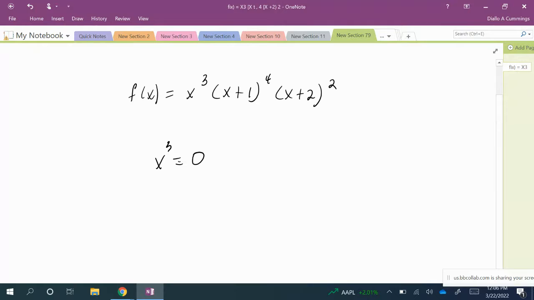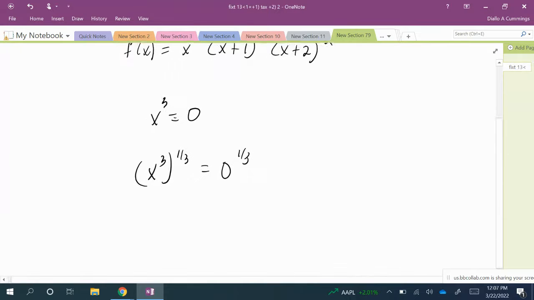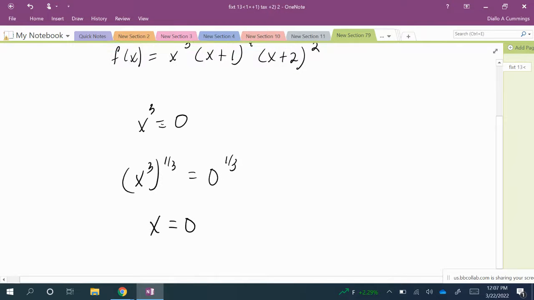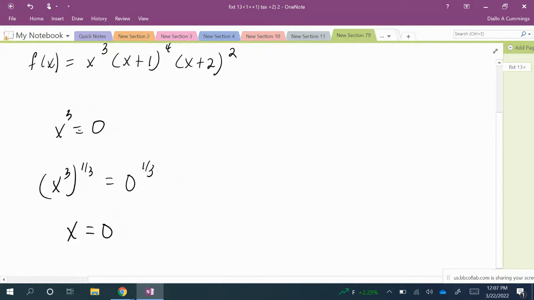So we'll take the first factor, which is x cubed, and set that equal to 0. In order to solve for x, we'll take the 1/3 power of both sides. Once we take the 1/3 power, notice that 3 raised to the 1/3 power is 1, so we're left with x, and 0 raised to any power is 0. So we have our first zero, which is 0.